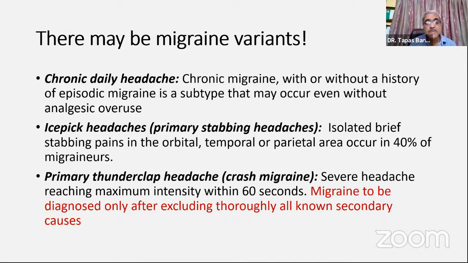Thunderclap headache always indicates a very sinister underlying cause like subarachnoid hemorrhage, dissection, or venous sinus thrombosis. All those various serious problems may be there if the patient has a thunderclap headache, where the pain reaches its maximum intensity within the first 60 seconds. But if you exclude all the other differentials from the investigations, it can occur in a migraine sufferer occasionally, what we call crash migraine.